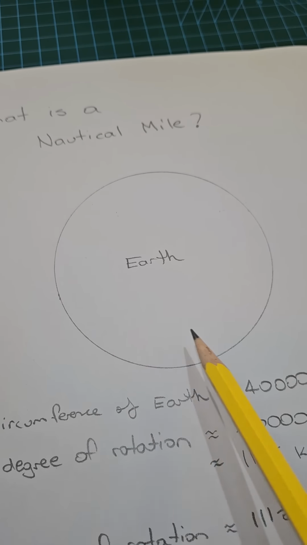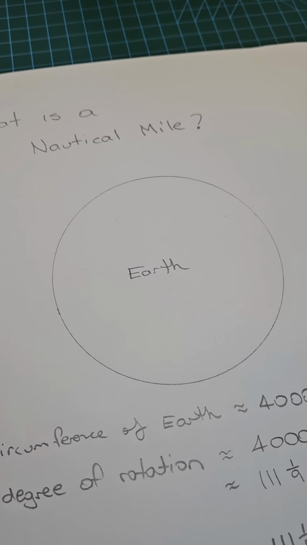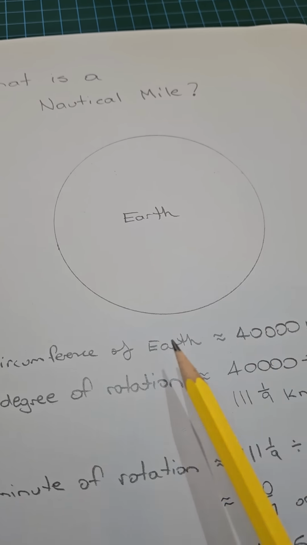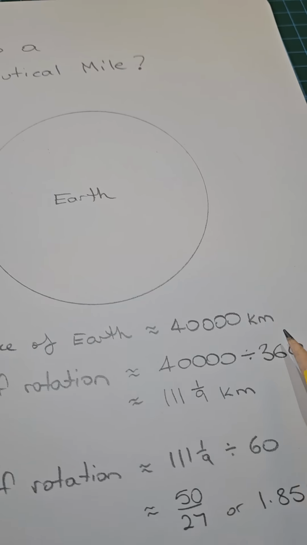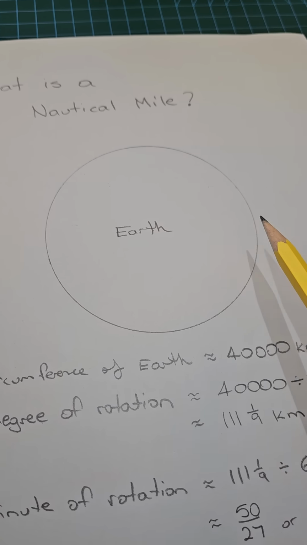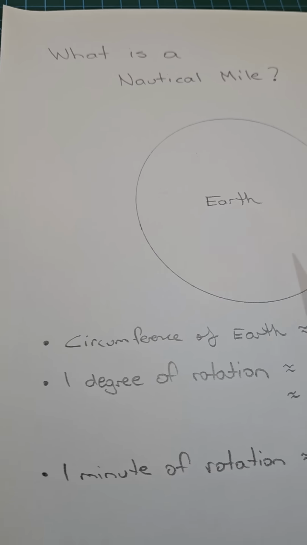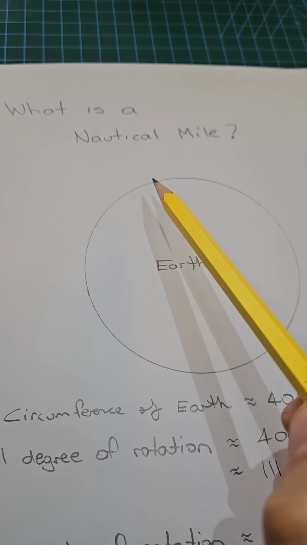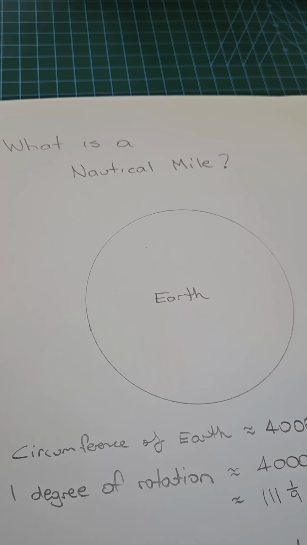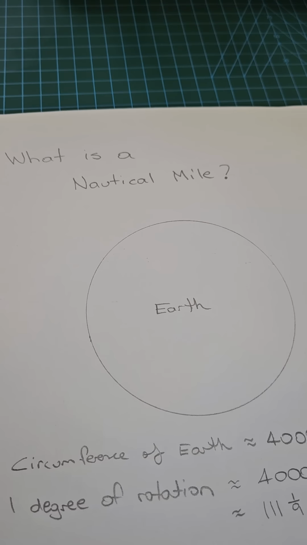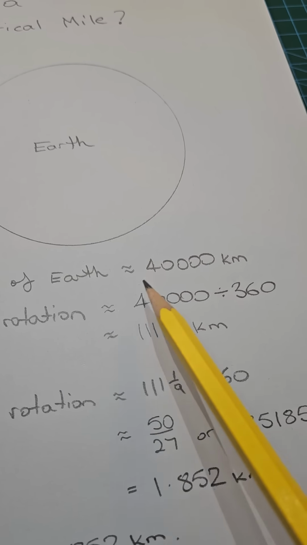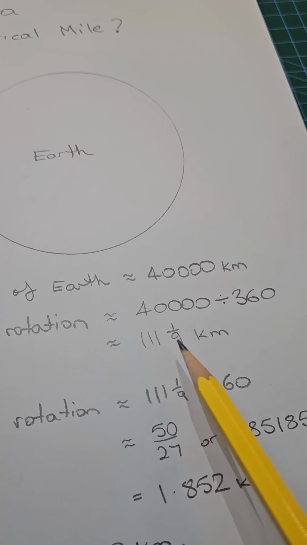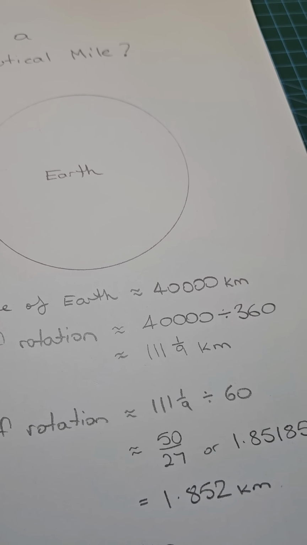Now, assuming the Earth is a perfect sphere, which we know it's not, but it's close enough to a sphere, let's say around the equator, the circumference of the Earth, which is the distance around the equator, is around 40,000 kilometres. Now, there are 360 degrees in a full circle. So for 1 degree of rotation, or travelling along this equator or any other line, say through the North or South Pole, travelling an angle of 1 degree, we work that out by taking 40,000, dividing that by 360 degrees, and we get 111 and 1/9 of a kilometre.